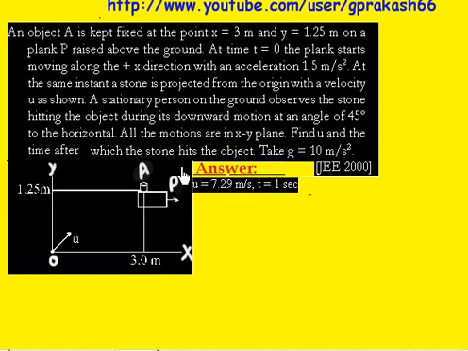Now let us discuss this problem. An object A is kept fixed at point x equals 3 and y equals 1.25. And this is a plank P. The plank starts moving along the positive x direction with an acceleration of 1.5 meter per second square. So this is the acceleration of the plank you have.